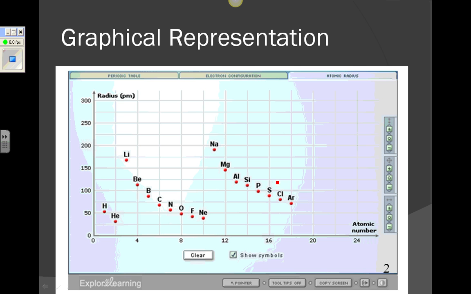So the first thing that we learn from this graph is that the radius will decrease as we go across the period. Of course, I'm abbreviating here. I'm going to put R for radius decreases as we go across the period. What happens to the radius as we go down a group?